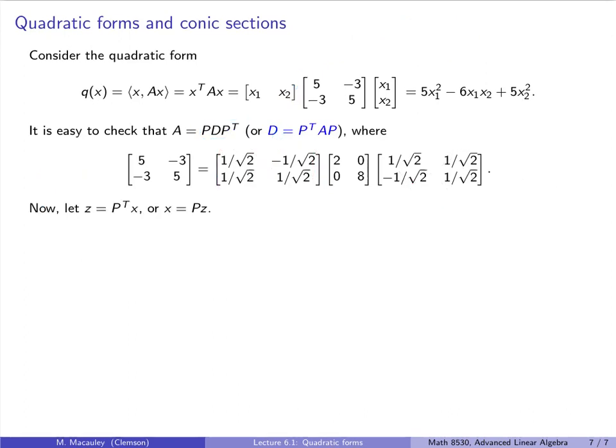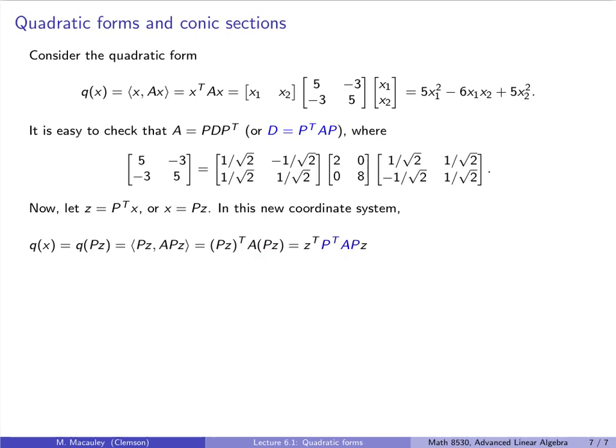So moving on, I will let Z be equal to P transpose X as before, or X equals P times Z. In this new coordinate system, this quadratic form, Q of X, is equal to Q of PZ, because that's what X is. And if I plug PZ in for X right here, I get the inner product of PZ and A PZ. And that is just PZ transpose times A PZ. And of course, the transpose of PZ is Z transpose P transpose.